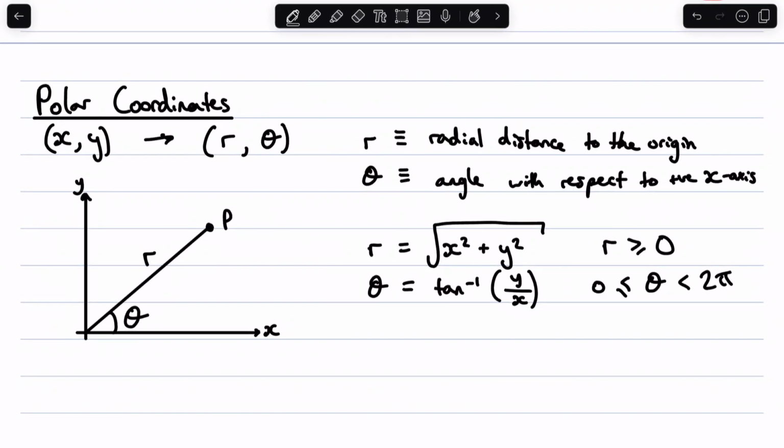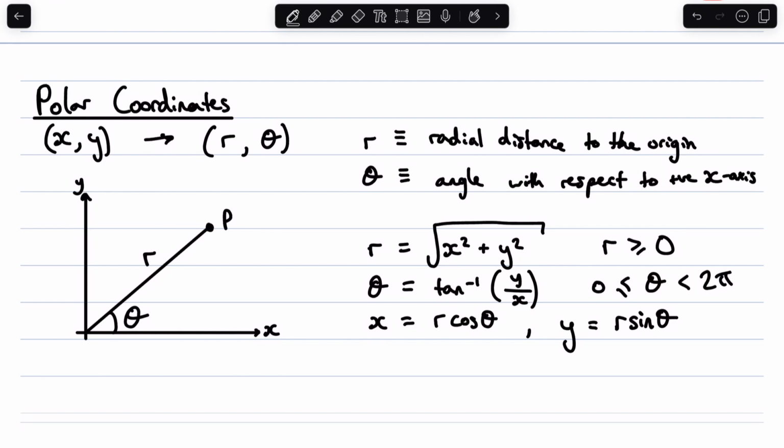I'll leave it to you as an exercise to show how, if we know our r value and our theta value, we could convert back to our Cartesian coordinates by these 2 equations. So x is equal to r cos theta, and y is equal to r sine theta. Just check for yourself why that is the case. Look at the graph, draw some lines on it, draw some triangles, and try and work out why that's true.